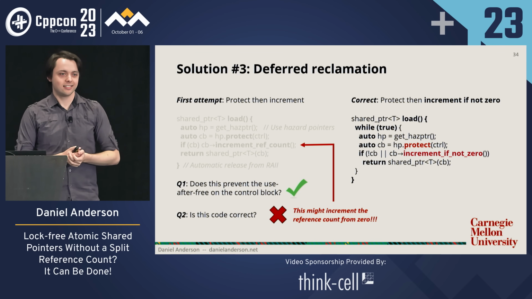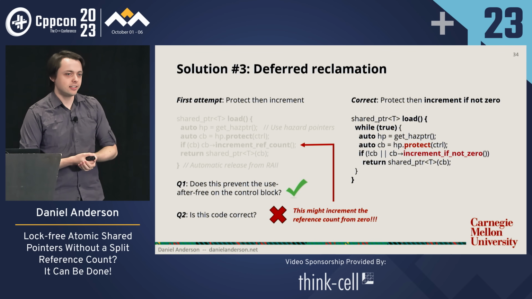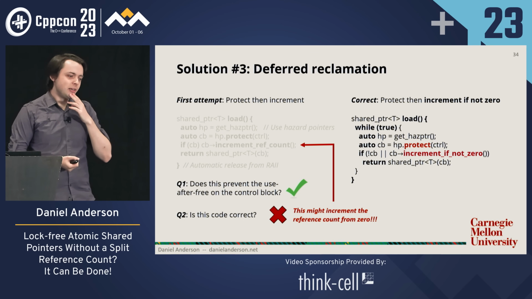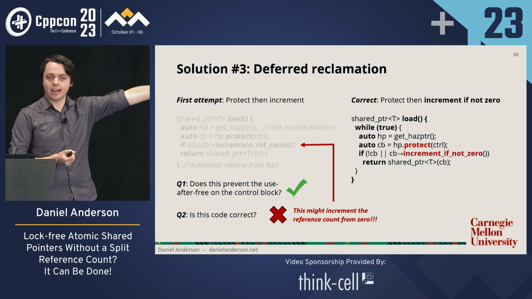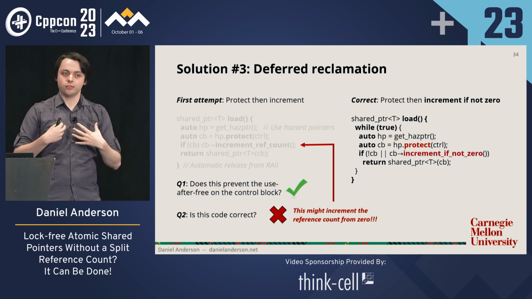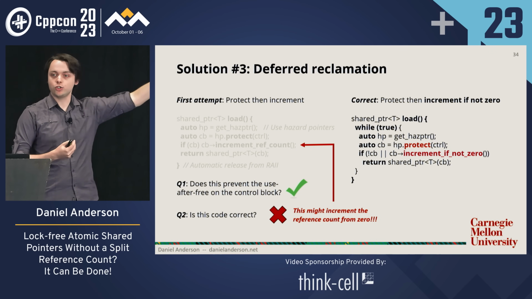Because the ref count is atomic. The ref count is what, sorry? Atomic. Because it's atomic, well, the atomic doesn't necessarily have a function called increment if not 0. We can implement it ourselves, but I claim that it's already in your shared pointer. It's in your standard library shared pointer for sure.